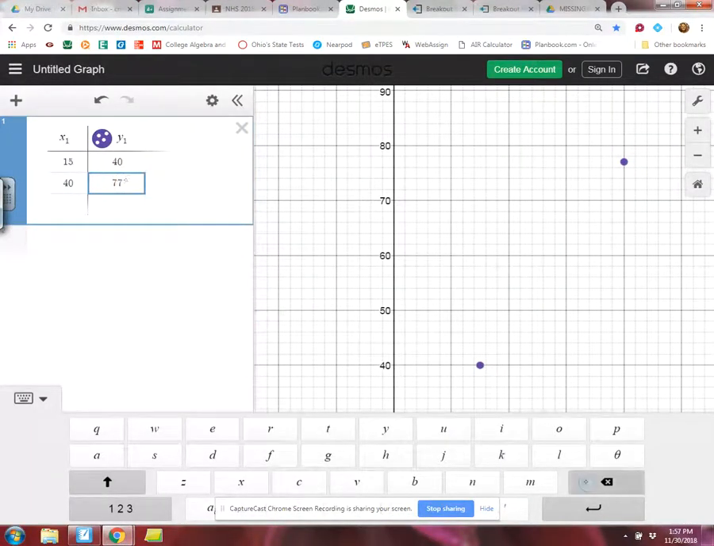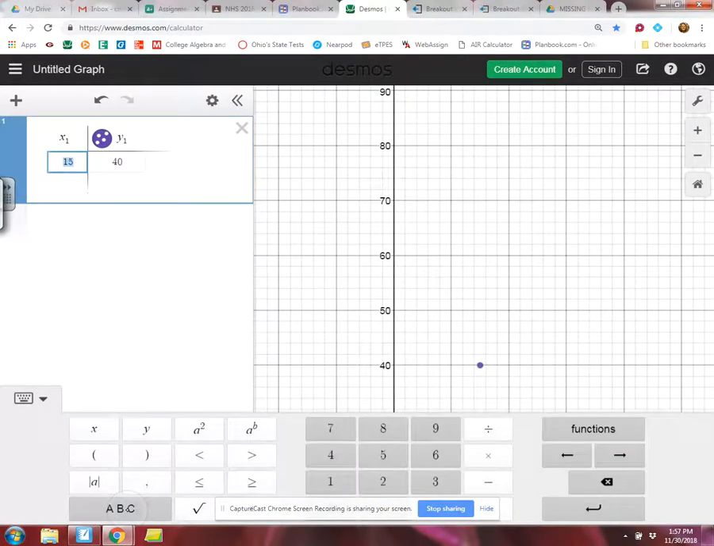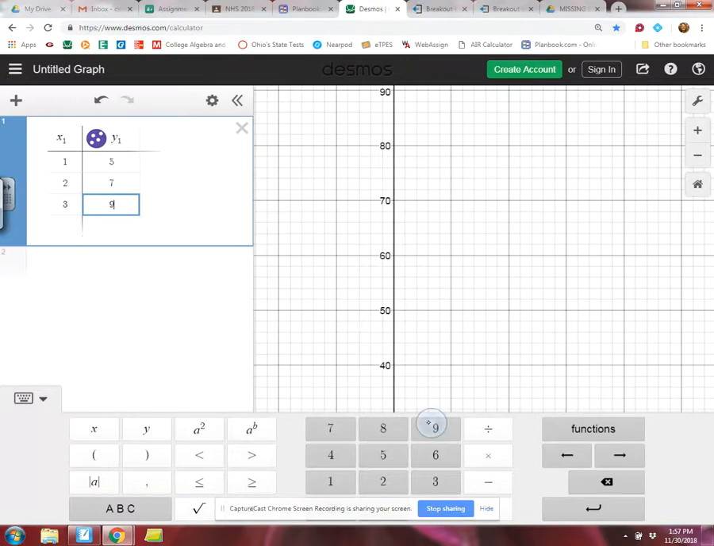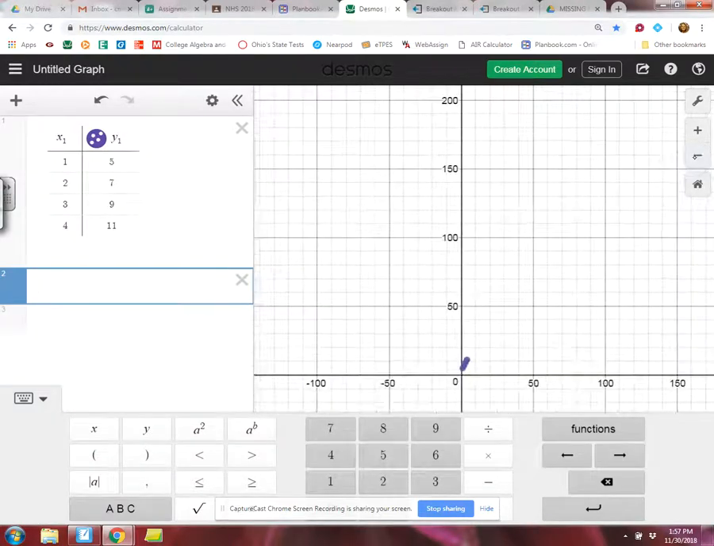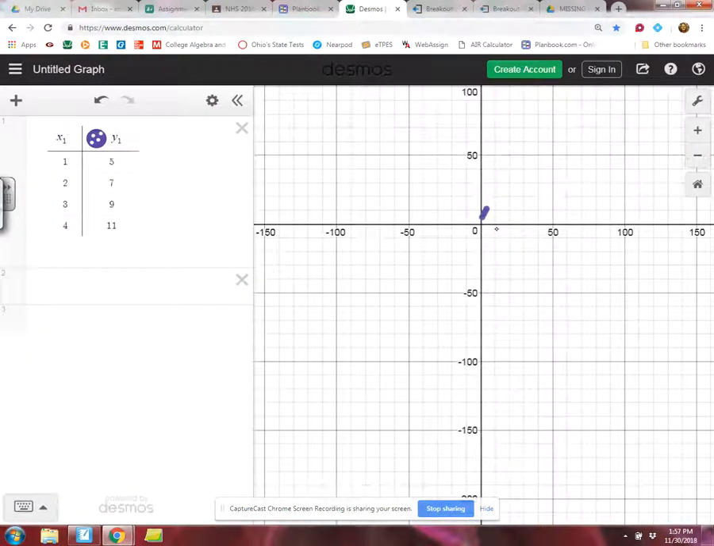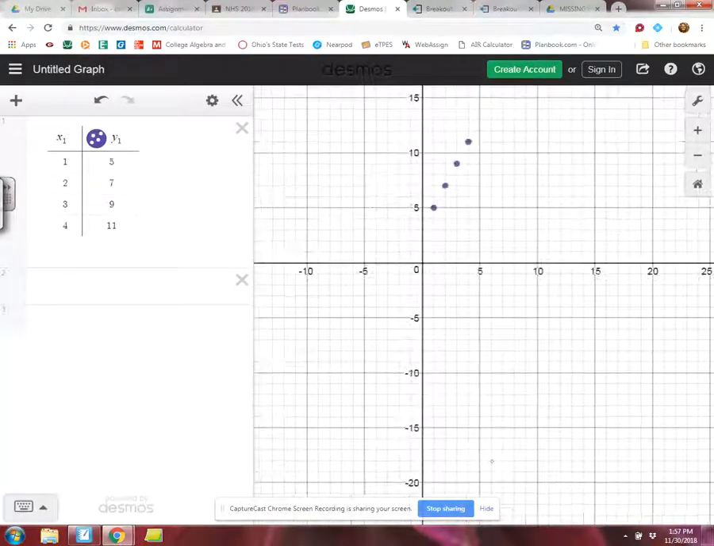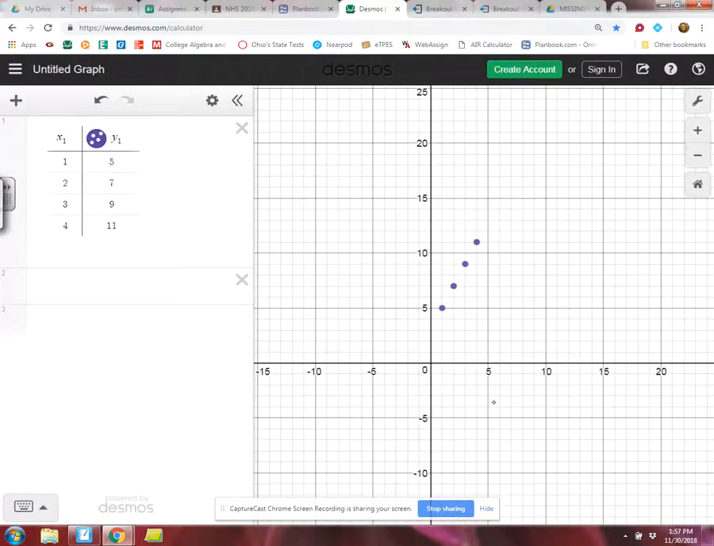All right, I'm going to need somebody to tell me what those points are. 1, 2, you said? 1, 5. Okay, next one. 2, 7. 3, 9. And 4, 11. So then there should be a bunch of points on here. There are. Let's zoom in on those points. Okay, there are my points. Everybody see that?